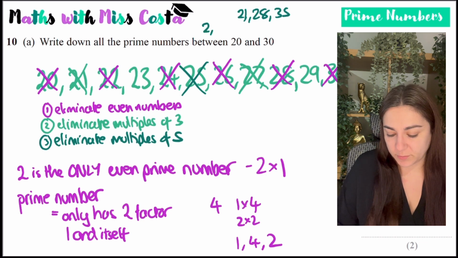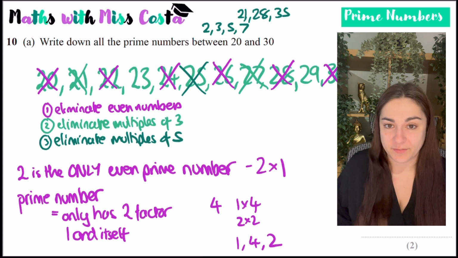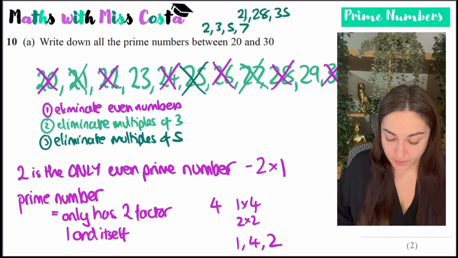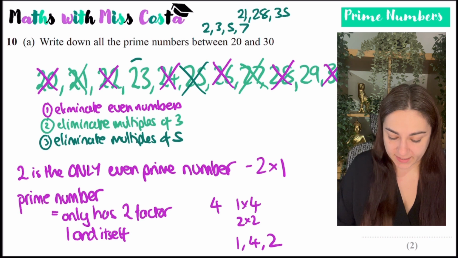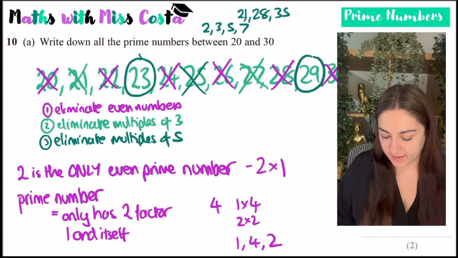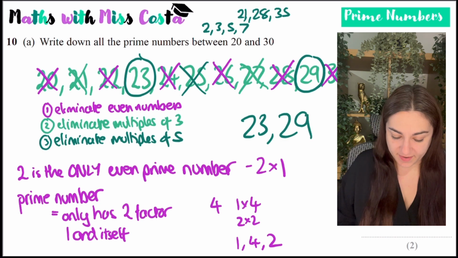And if you try the multiples of 2, 3, 5 and 7, you essentially will have eliminated most of your prime numbers. So 23 and 29 are the only prime numbers between 20 and 30.